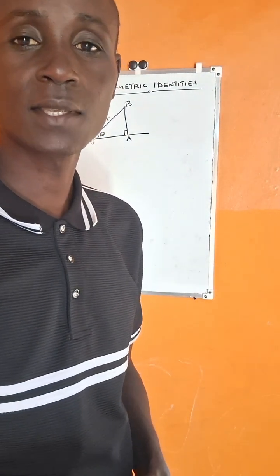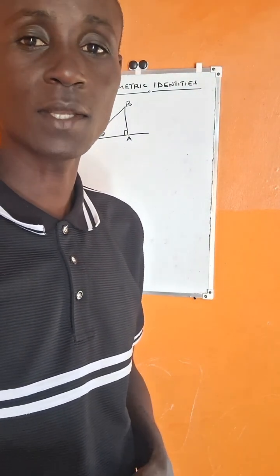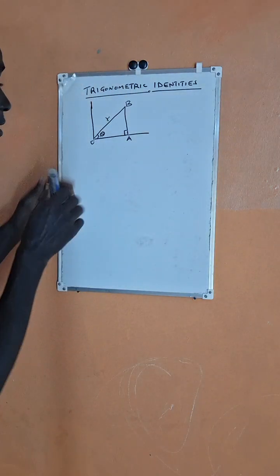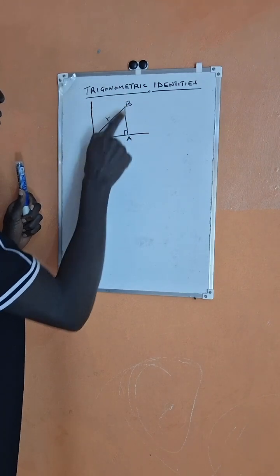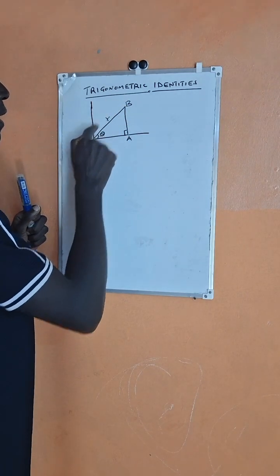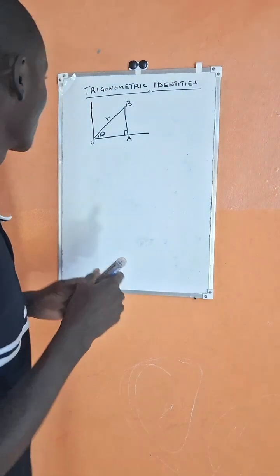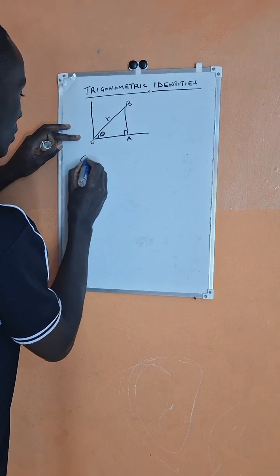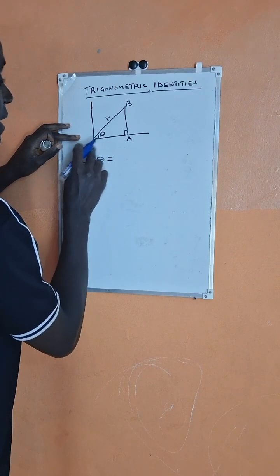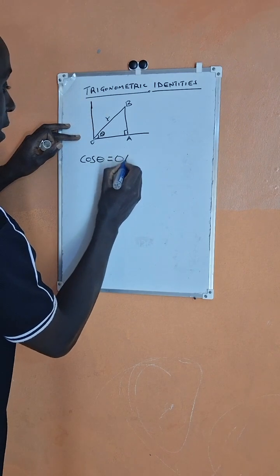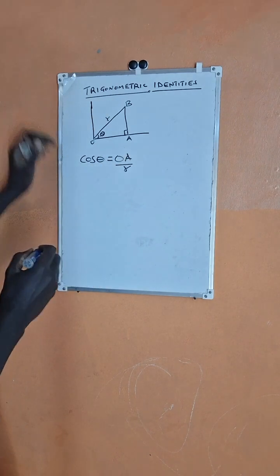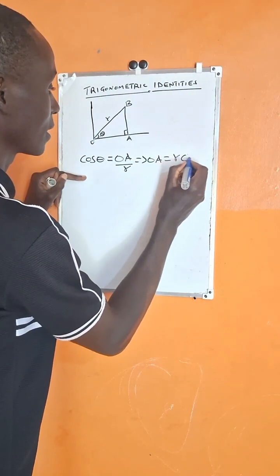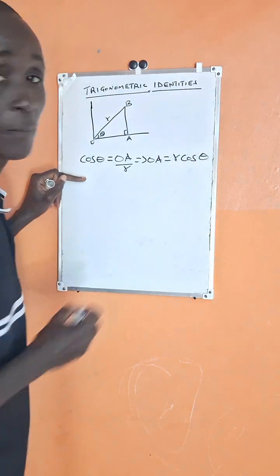Good afternoon, friends. Let's try and see how we can derive the trigonometric identities which we're going to use. Let's consider a right angle triangle OAB with hypotenuse as r units. Then how do we get the cos of this angle? We can now say cos theta is normally the adjacent over hypotenuse, that is OA over r, meaning OA is equivalent to r cos theta.